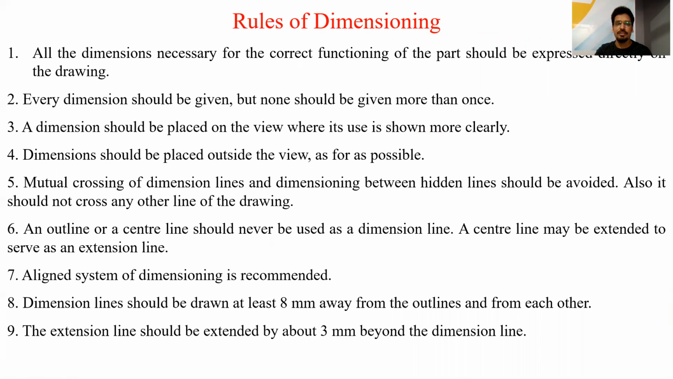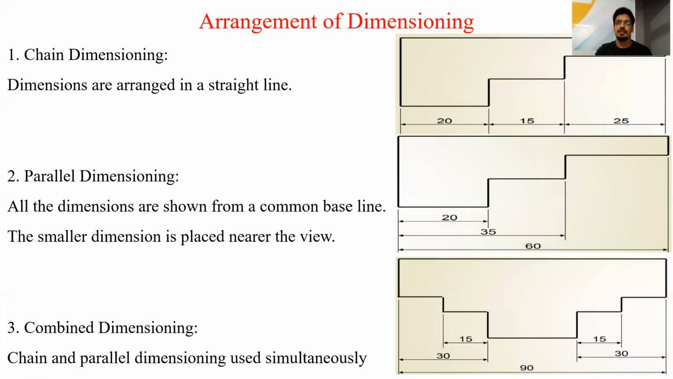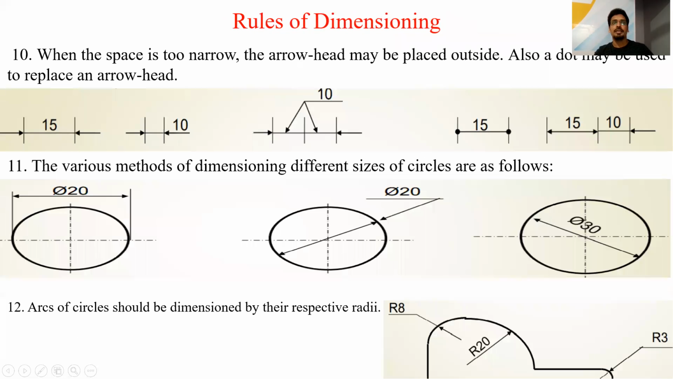Next, the extension line should be extended by about 3 mm beyond the dimension line. There should be a gap of 3 mm in between the object line and the dimension line. Next, when the space is too narrow, the arrowhead may be placed outside. It can also be represented with the help of a dot, like in this figure. If this space is very small, then we have to put the arrowhead outside the dimension line, and we can write the dimension like this.